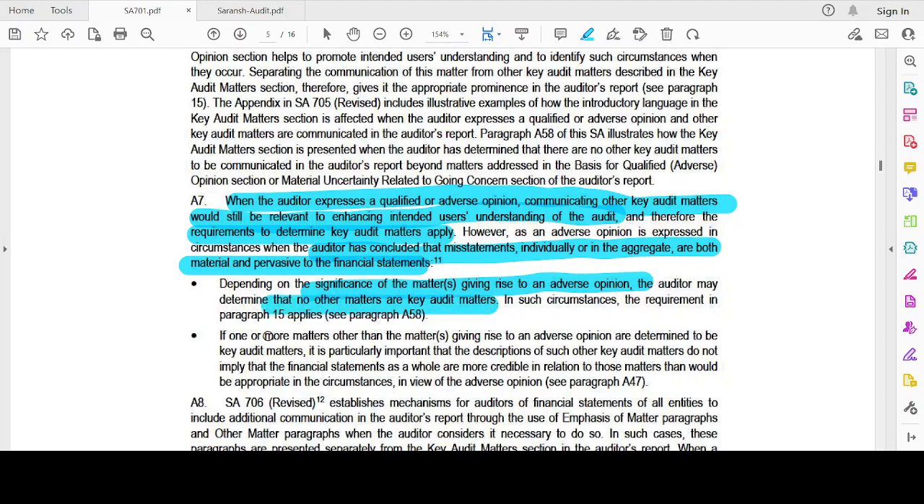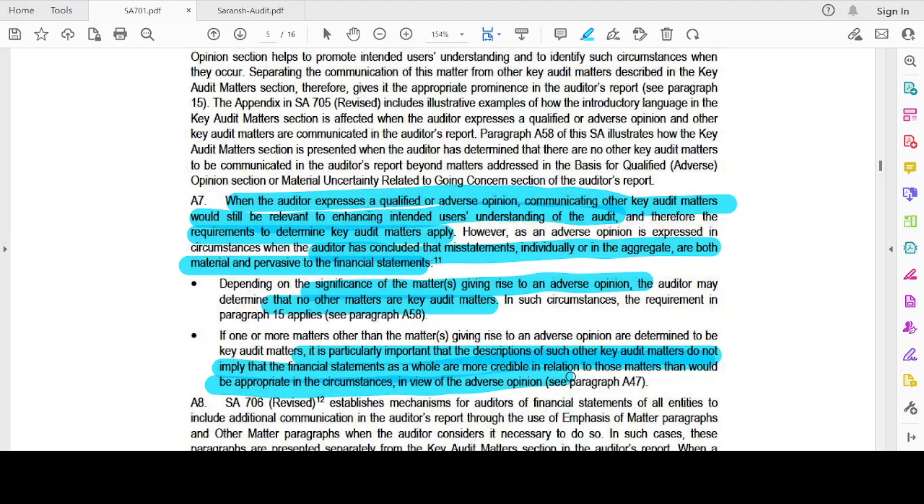If one or more matters other than the matter giving rise to the adverse opinion is determined to be a key audit matter, it is particularly important that the description does not imply that the financial statements as a whole are more credible in relation to those matters. See, let's understand this. Now that I have given a qualified or adverse opinion because I have concluded that there are material misstatements, it will still be relevant if I give a key audit matter. But if I give an adverse opinion, and all those matters giving rise to material misstatement, then there's no need to give a key audit matter separately again.